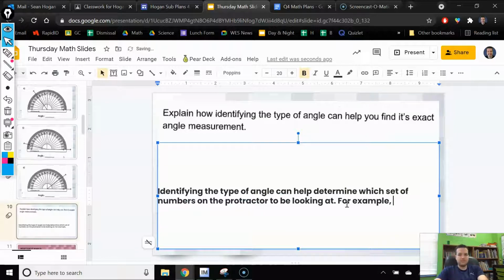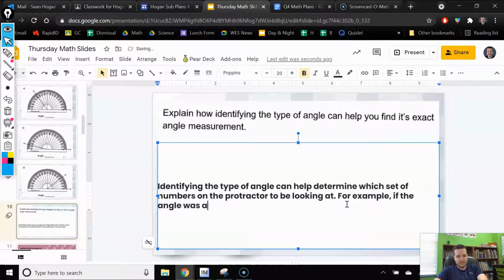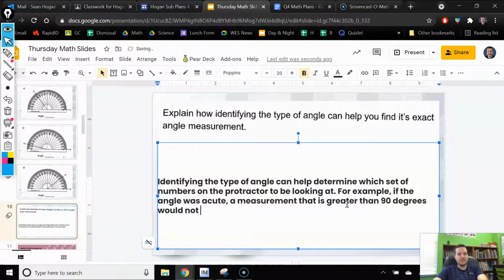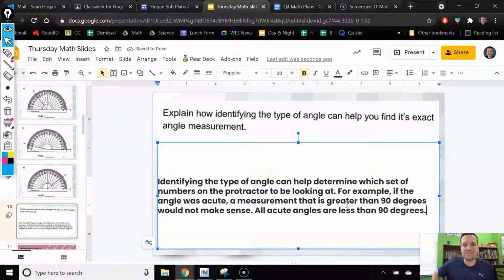So for example, if the angle was acute, a measurement that is greater than 90 degrees would not make sense. All acute angles are less than 90 degrees. I know I'm typing kind of quickly. I can actually type almost as fast as I can speak. But you have to have something along those lines, right?